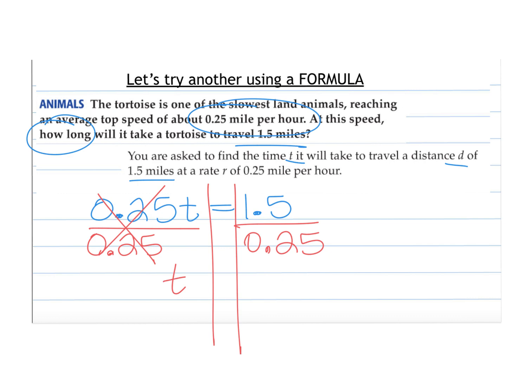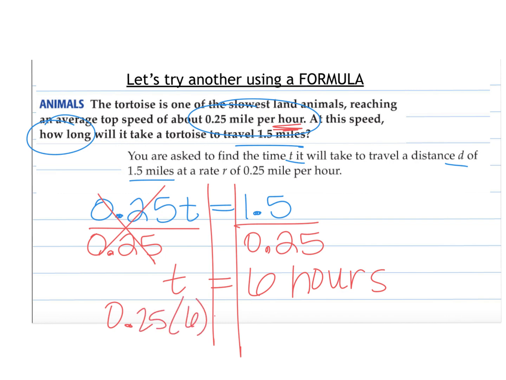It's going to be more than 1.5 because it's a number less than 1. So t equals 6. And remember, we want to make sure we have the right label because it's asking us how long, and it's going by miles per hour. So it's going to be t equals 6 hours. And then we would go 2,500 times 6. And we would check to make sure that it equals 1.5, which it does. So then t equals 6.